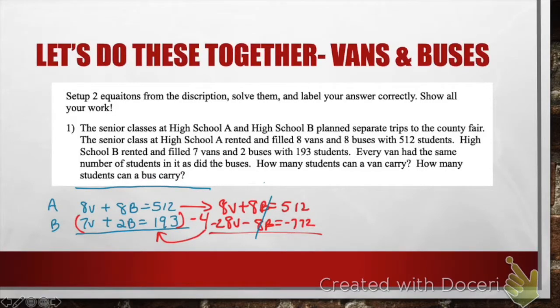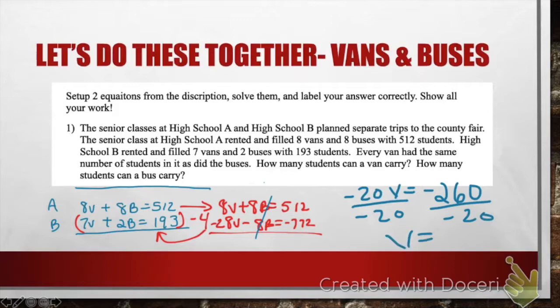All right, so I'm going to put these together right here, and that'll be negative 20v. And when I subtract those, that will be negative 260. Divide by the negative 20. V will equal positive 13. So my vans are 13.